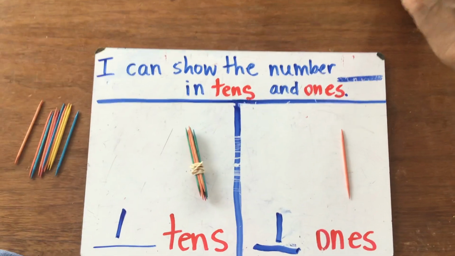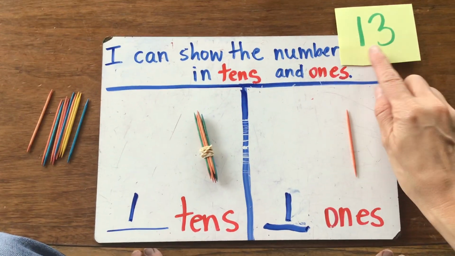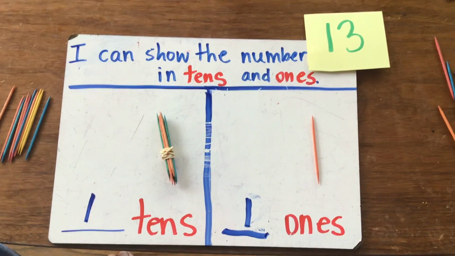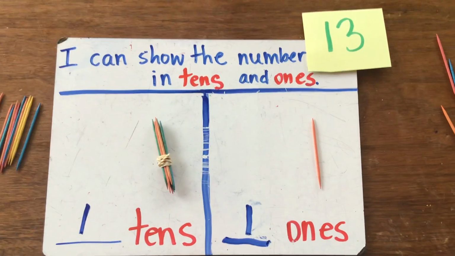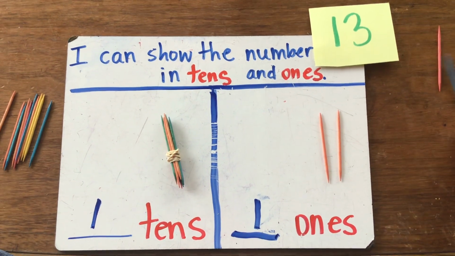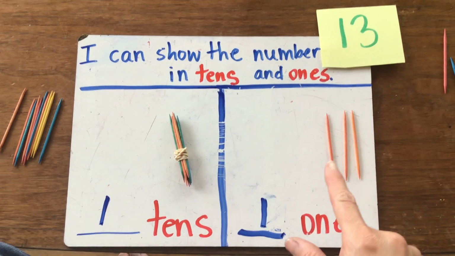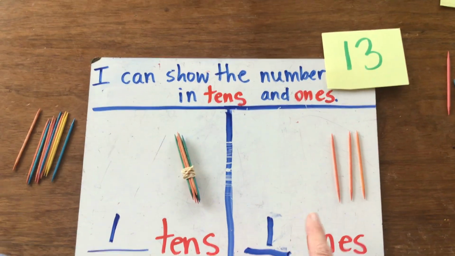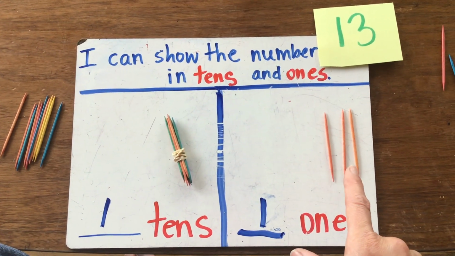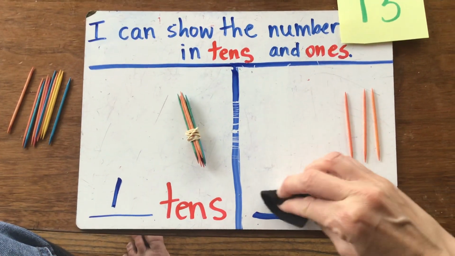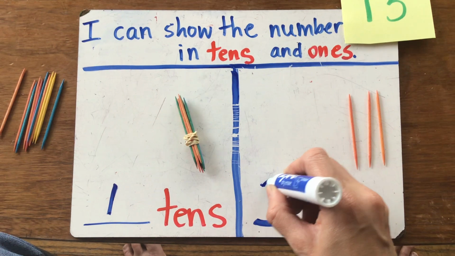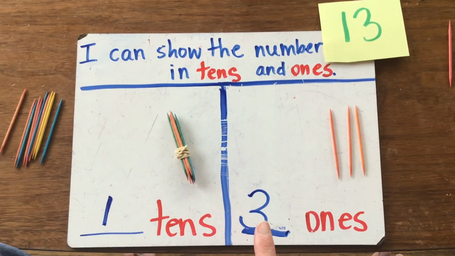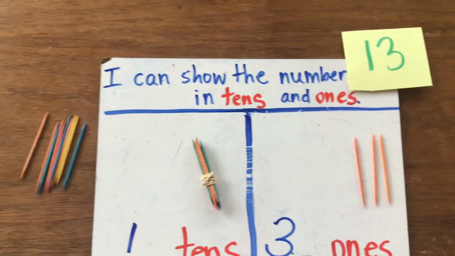Let's leave 11 on and make a new number. Our next number is, I see 2 digits, the number 13. I can show the number 13 in tens and ones. We have 11. Let's count up and make 13. 11, 12, 13. Did we make another group of 10? No, we still have our 1 ten. But what changed? The ones. How many ones do we have now? 1, 2, 3. So the number 13 is 1 group of 10 and 3 ones. Look at that. A 1 and a 3 makes 13. So cool.